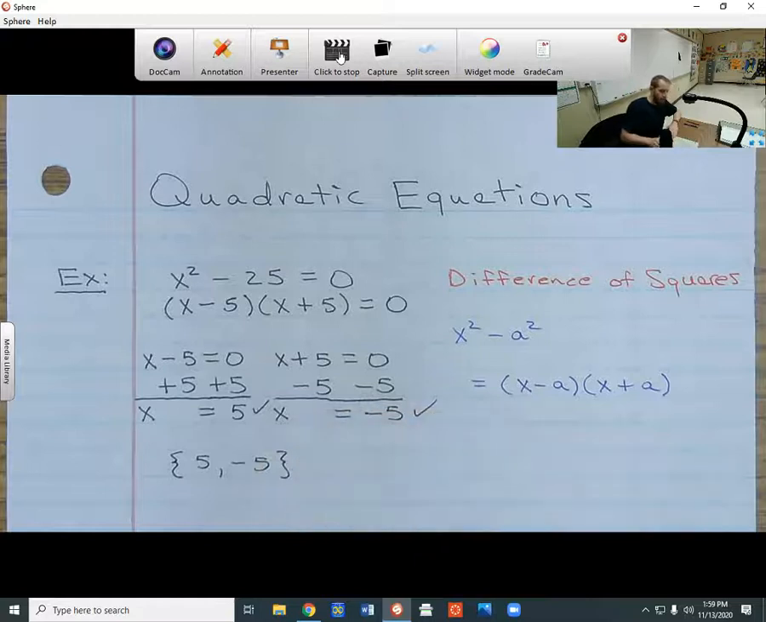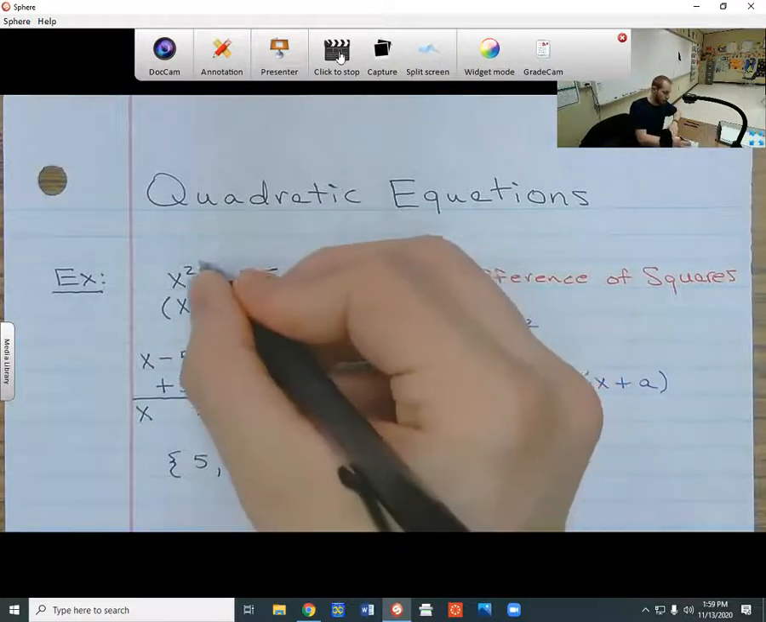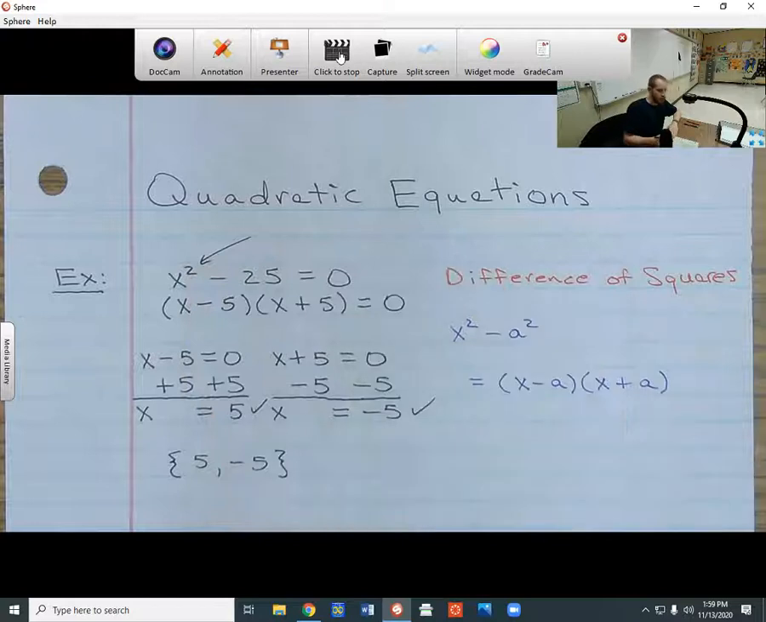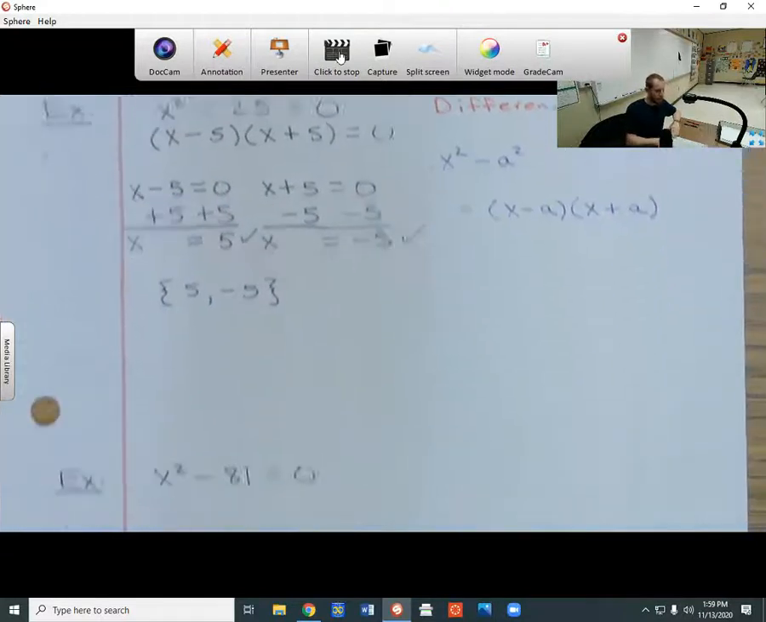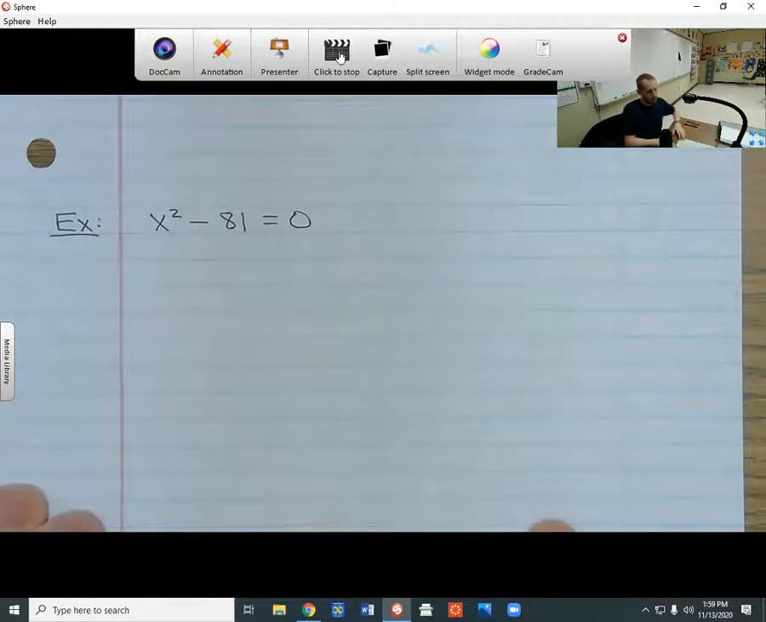Now, I'm always going to have two numbers in my solution set because the highest exponent in a quadratic equation is always going to be 2. And that's going to tell you how many answers you're going to have in your solution set. Okay? Let's look at the next one that I have. X squared minus 81 equals 0. I want to find out the value of x that will make this statement true.